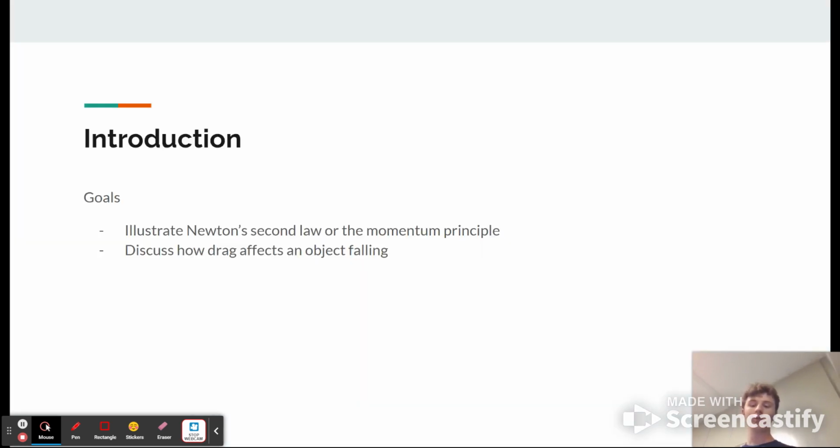So, introduction. Our goals are to illustrate Newton's second law, or the momentum principle, and look at how F net is the sum of the forces acting on an object, and also to discuss how drag affects an object falling.